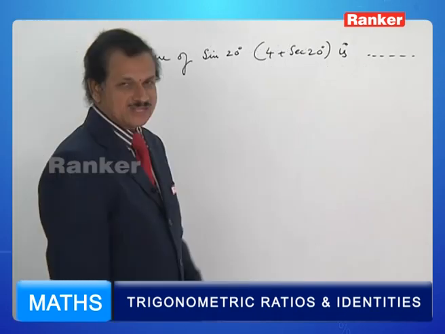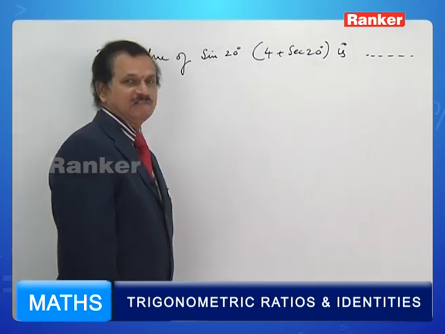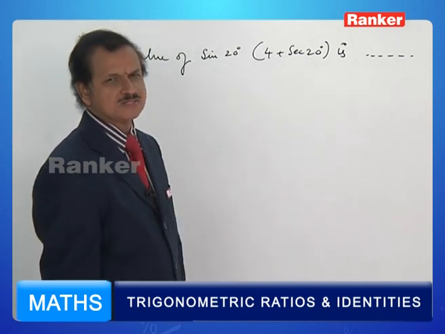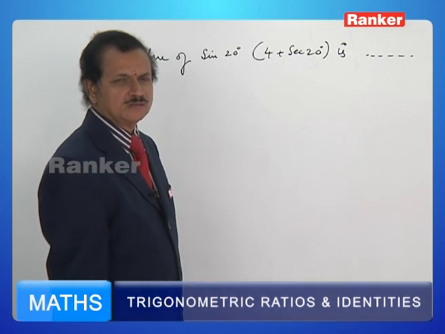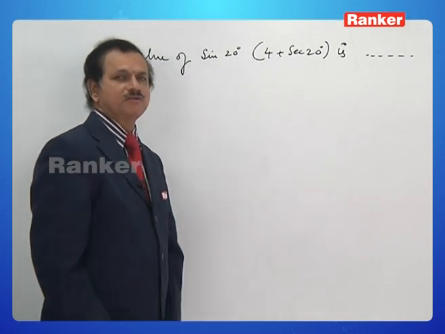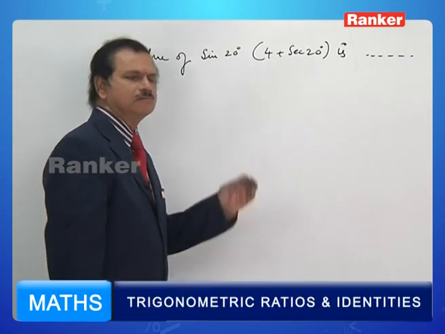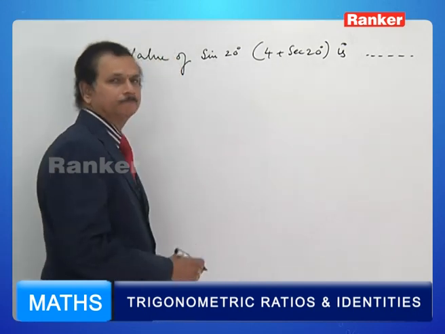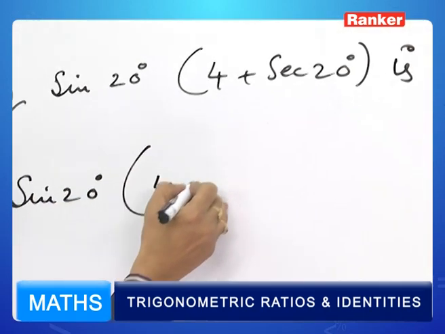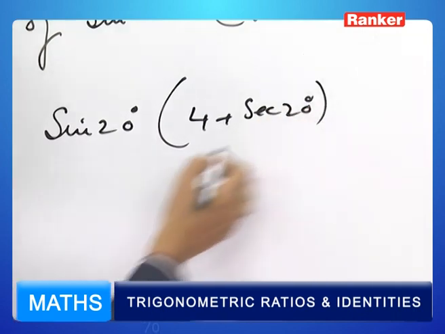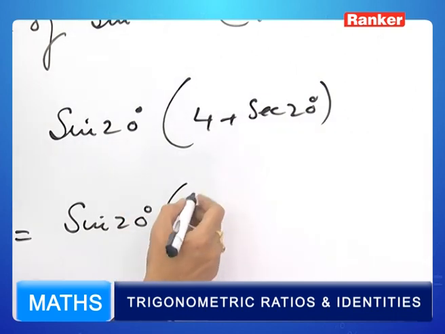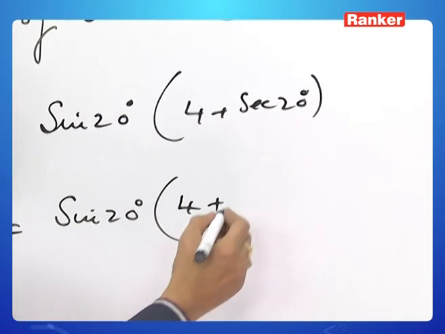That's it. The next question is: the value of sin 20 degrees into (4 plus secant 20 degrees) is, yes, given some options, some root 3, 1 by 2, 3 by 2, like that. Here there are no variables. You cannot use the substitution method. You must solve it. Let us try. What is it? Sin 20 degrees into (4 plus secant 20) he has asked, is equal to sin 20 degrees into 4 plus, what is secant 20?